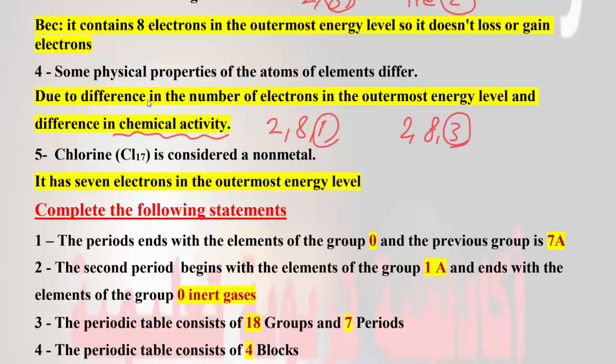Chlorine Cl17 is considered a non-metal because it has 7 electrons in the outermost level. We said that if the outermost level has 5 or 6 or 7, here it ends with 7, so it's a non-metal.